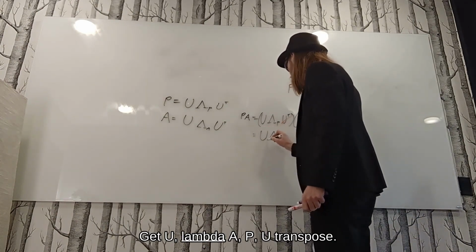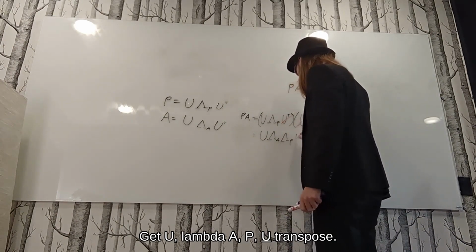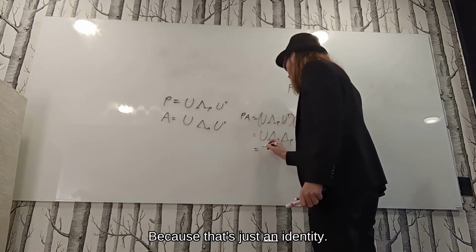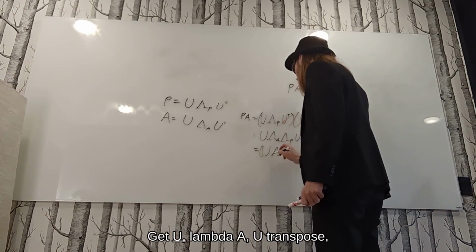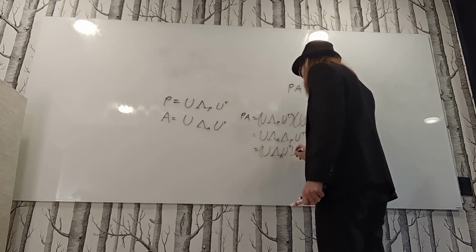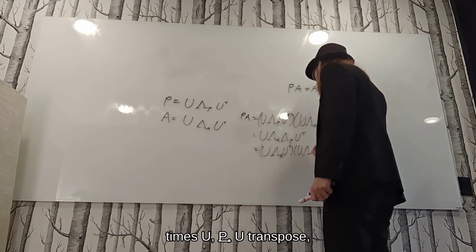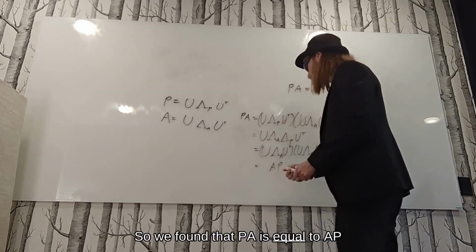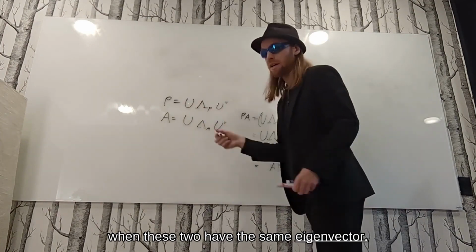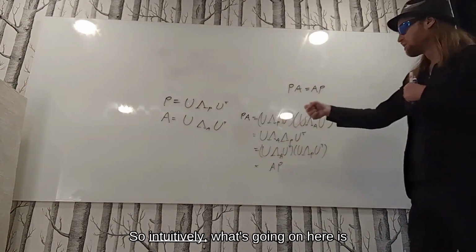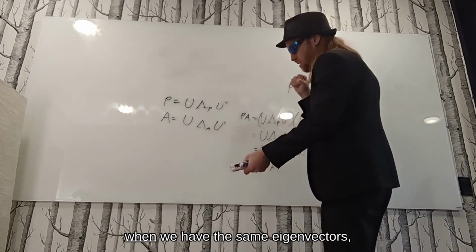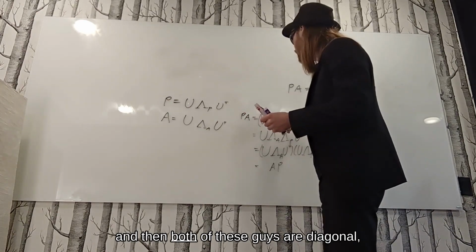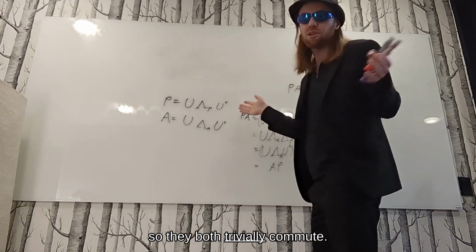Get U lambda_A lambda_P U transpose, and then I could put this U transpose U back in, right? Because that's just an identity. I can do that for free. Get U lambda_A U transpose times U lambda_P U transpose, which is AP. So we found that PA is equal to AP when these two have the same eigenvectors. So intuitively, what's going on here is when we have the same eigenvectors, we just look at the whole thing in the eigenbasis, and then both of these are diagonal, so they both trivially commute.